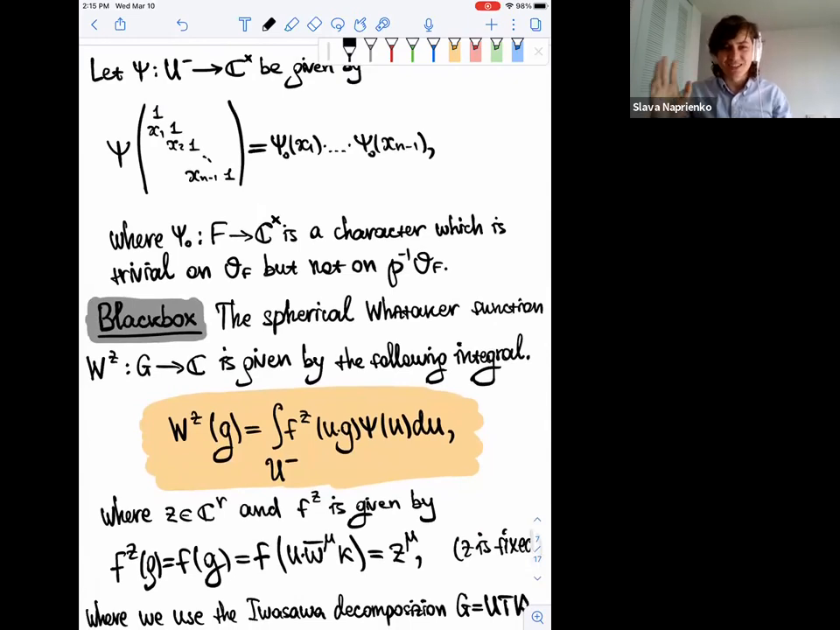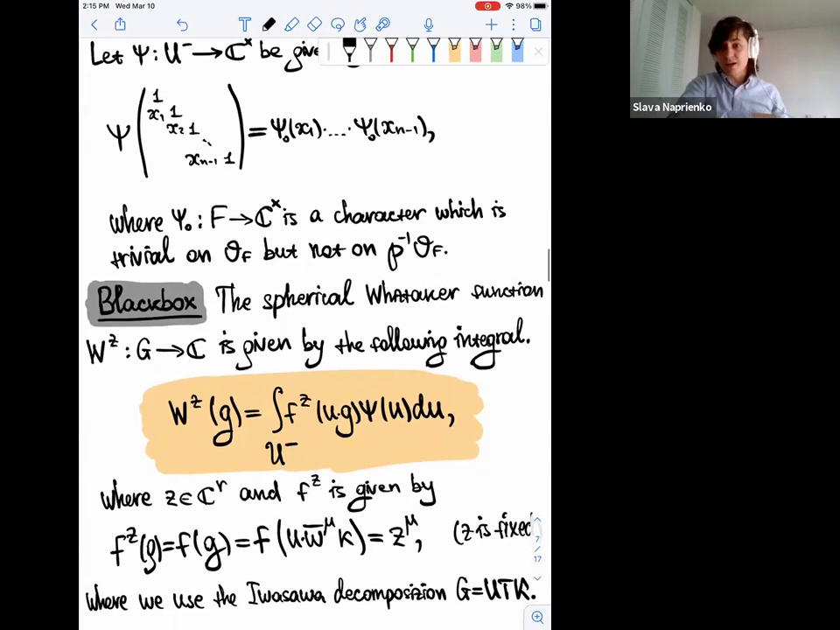So let's just pick some character on the opposite unipotent radical. I remind you that it is just lower triangular matrices with ones on the diagonal. I have a character which basically takes the product of the characters of the elements that lie below the main diagonal. This is very standard, but I decided to write it down so everything is quite explicit. And out of my black box, not explaining anything whatsoever, I define the spherical Whittaker function to be the following integral. This is a function on my group G.